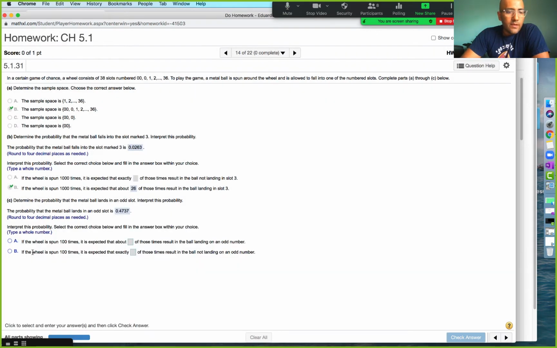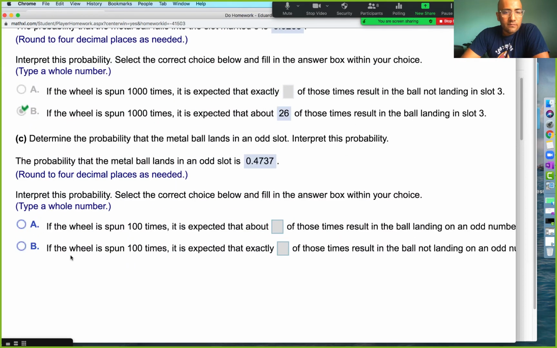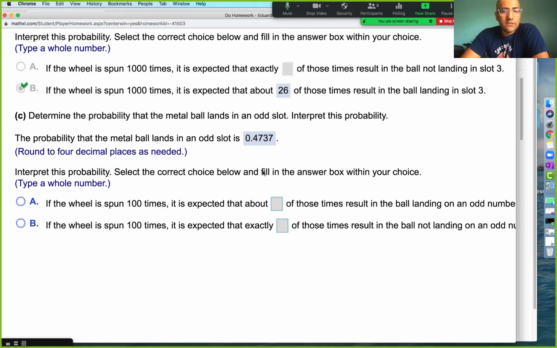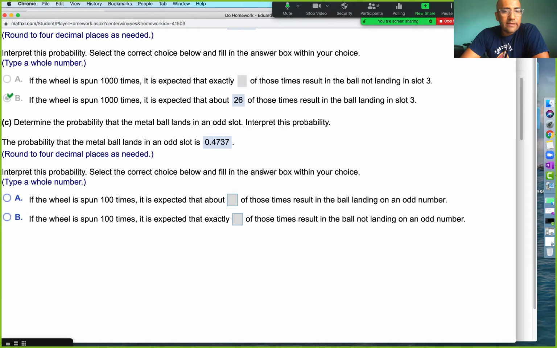Good job. And then again, that little interpretation thing. How do we explain to someone what that means, right? If someone hasn't taken this stats class and wants you to explain to them, what does it mean for something to have a 47% chance? Okay, well, this would be kind of like an explanation.